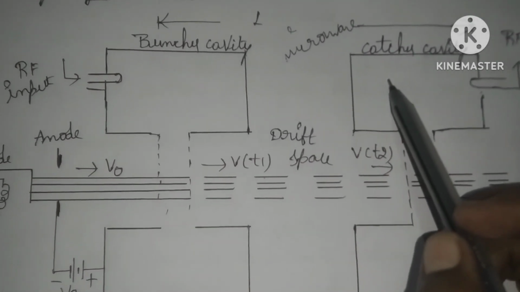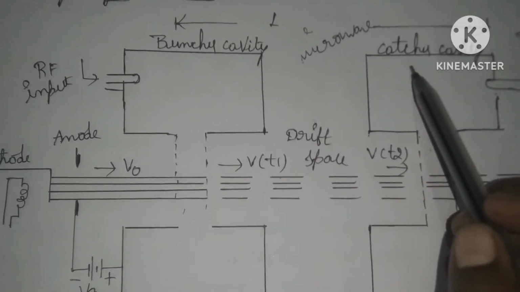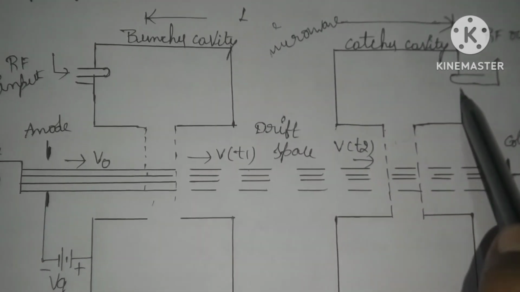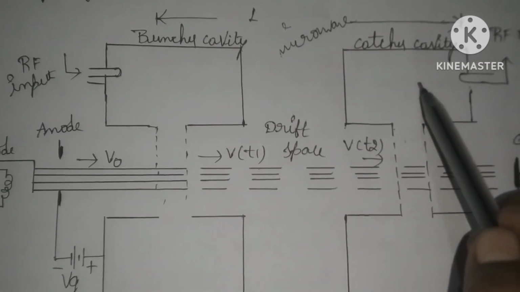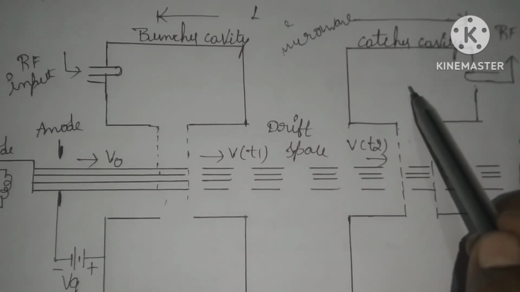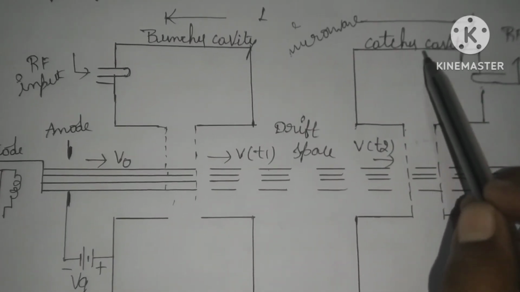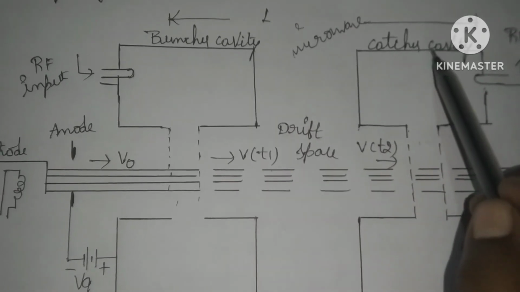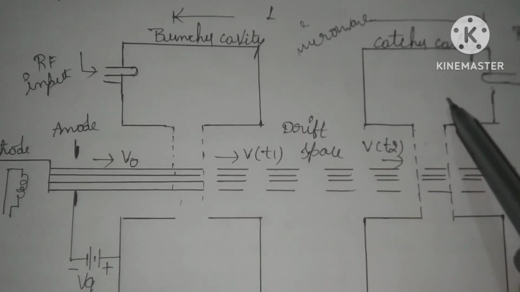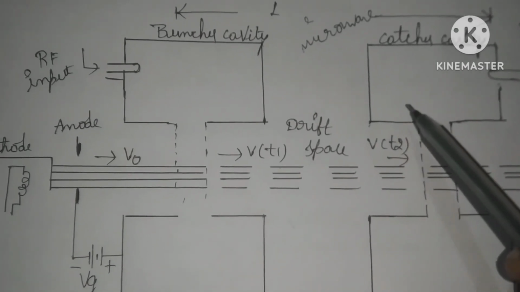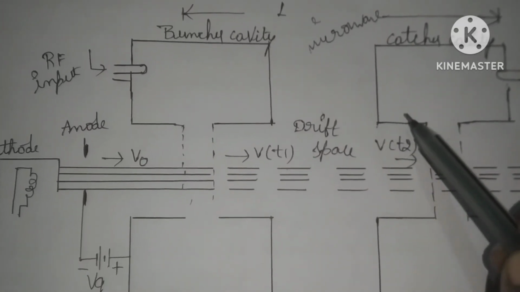And next one is the catcher cavity. Here the catcher cavity is also called the output cavity. Why? Because we are taking the output at the catcher cavity, that is the RF output. After amplifying the RF input signal, we are taking the RF output at the catcher cavity. So that's why it is also called the output cavity and also called the catcher cavity. It is called the catcher cavity because it is catching the RF output. It catches the energy of the electron beam.